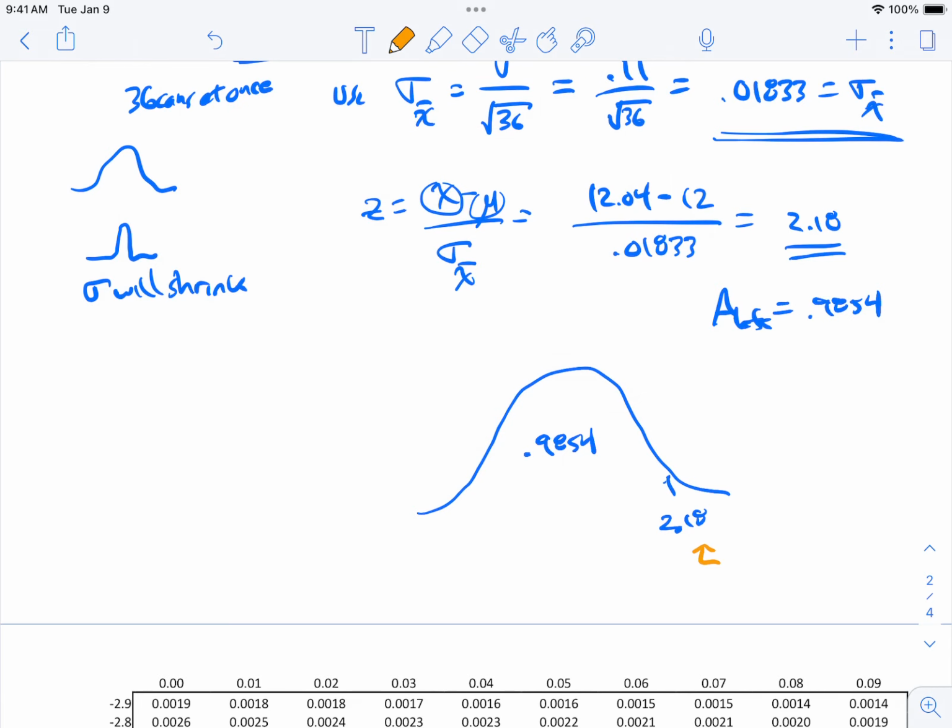So, "or heavier" means we want to be on the other side. We don't want the 0.9854. We want to go 1 minus that, which is just about, just call it 1.5%.